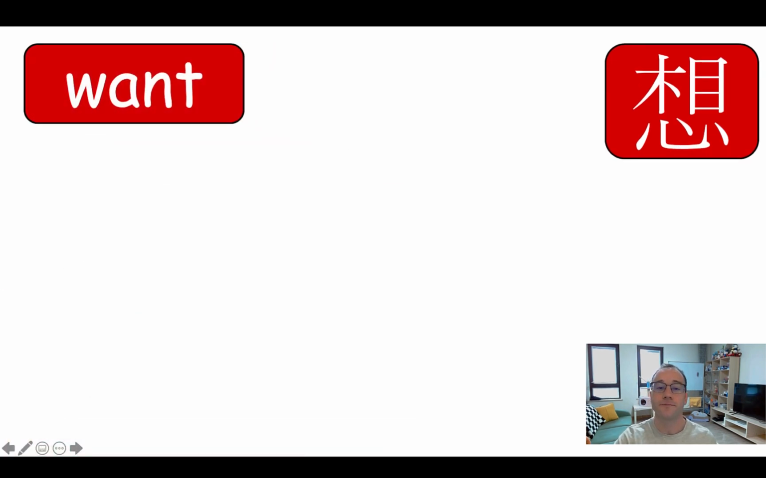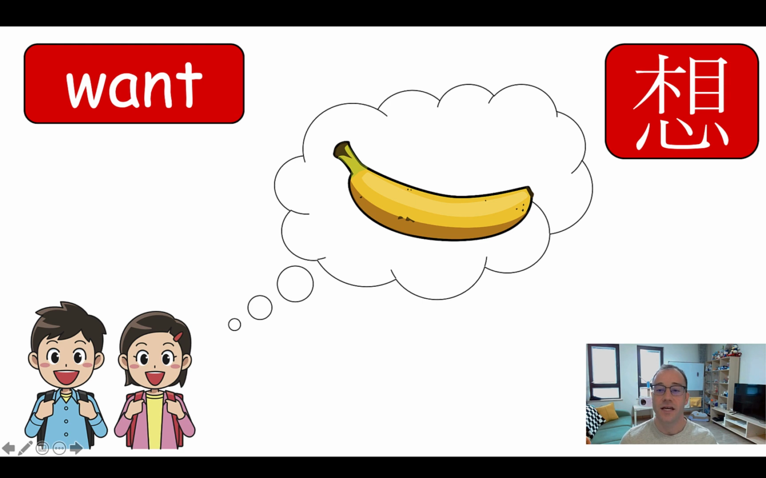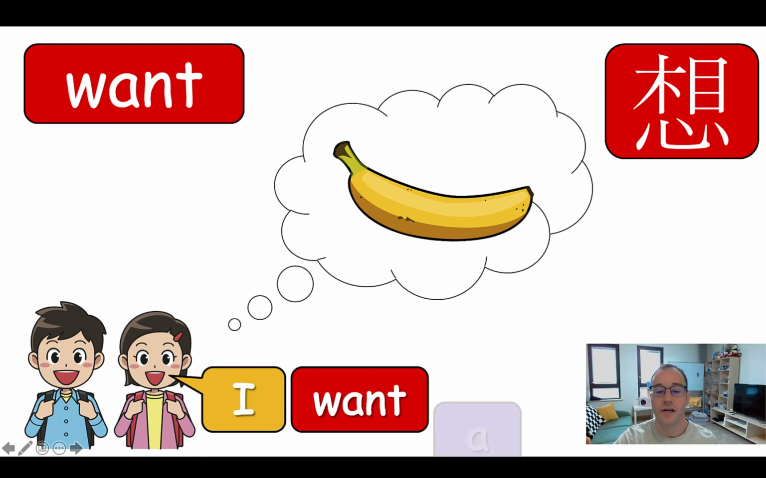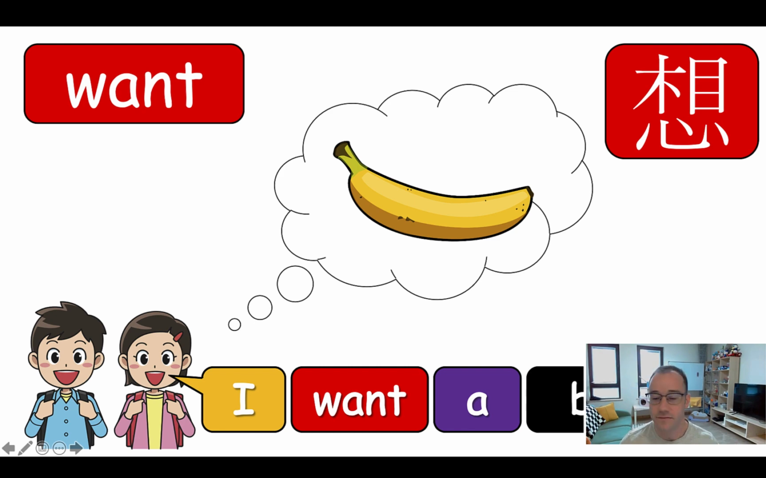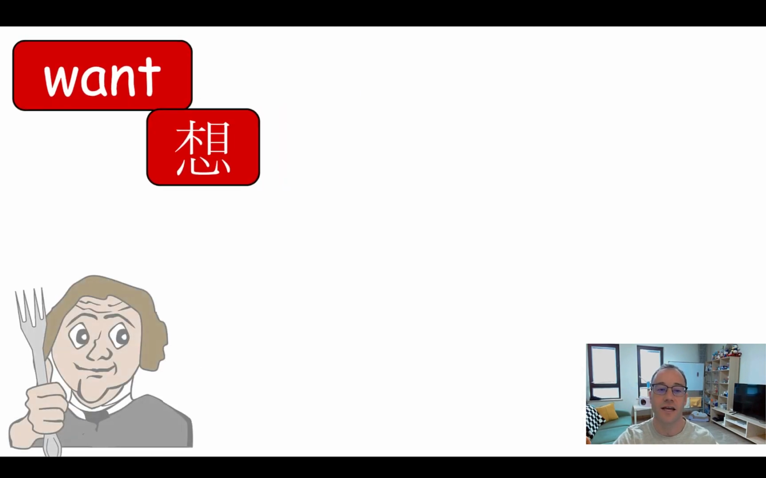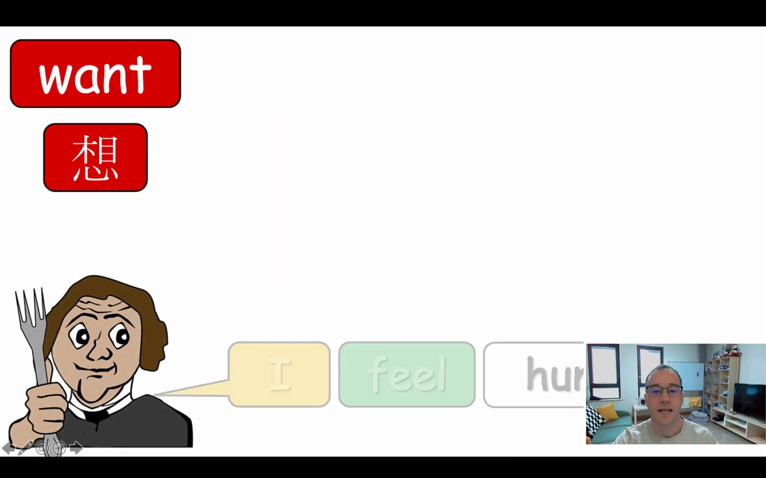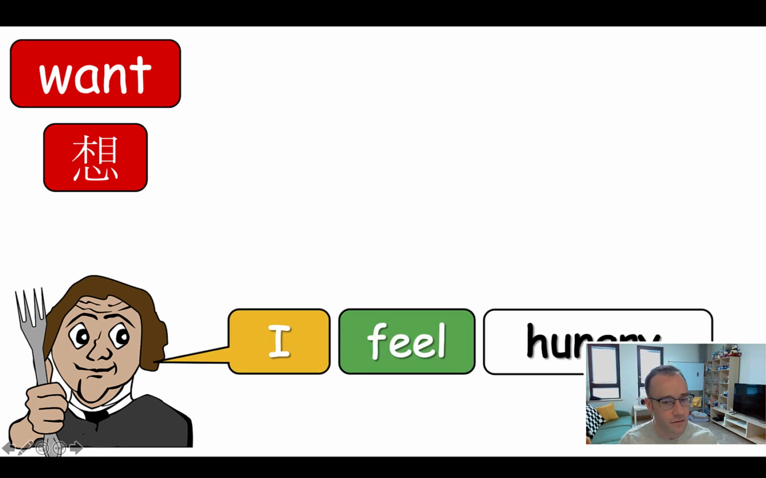All right, how do you say this in English? The students will tell you, and then you show this. See who can make a sentence. So who can make a sentence with this? Okay, so yes, I want a banana. Very easy. Now they understand the concept. Okay, want is out of the way. Now let's see this. So I feel hungry.